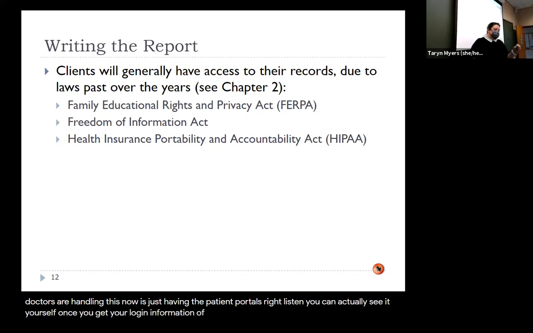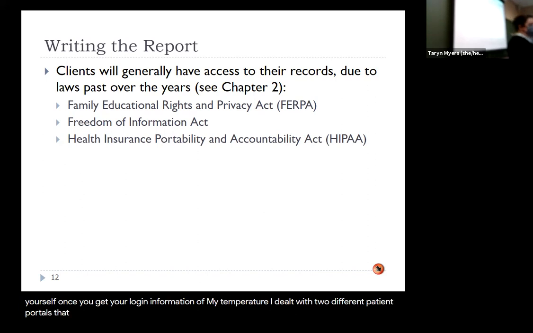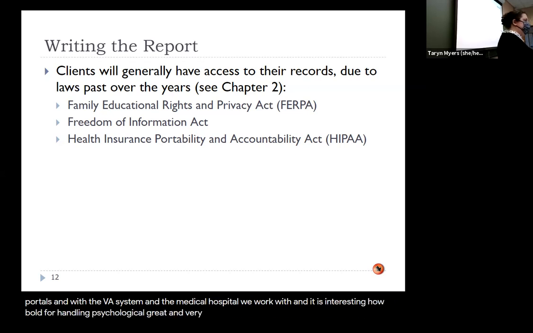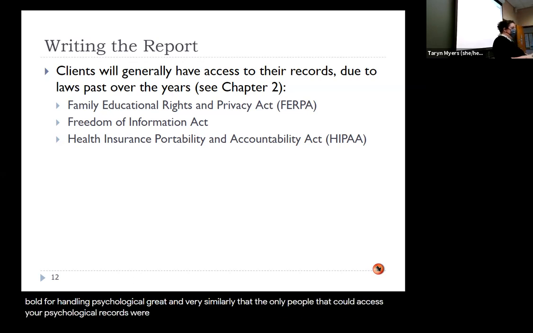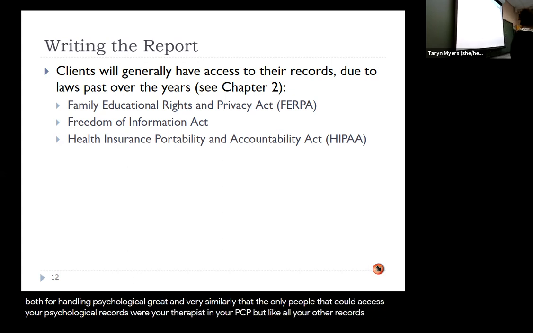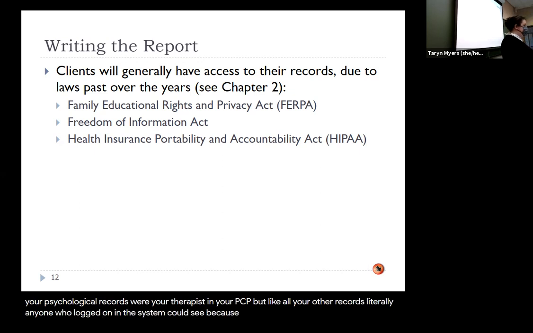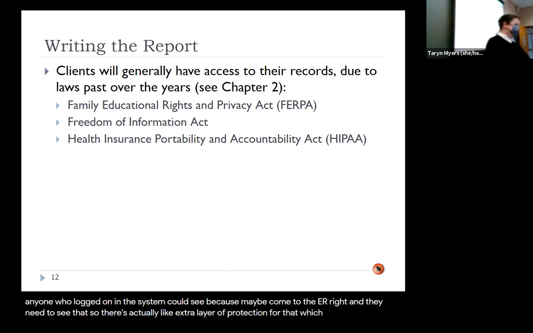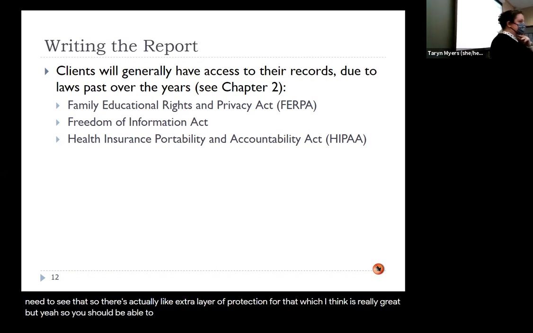And it's really interesting. When I was on my internship, I dealt with two different patient portals: the VA system and the medical hospital we worked with. It was interesting how both were handling psychological information very similarly. The only people that could access your psychological records were your therapist and your PCP. But all your other records, literally anyone who logged on to the system could see, because maybe you come to the ER, right? And they need to see that. So there's actually an extra layer of protection for that, which I think is really great. But yeah, you should be able to request these things.